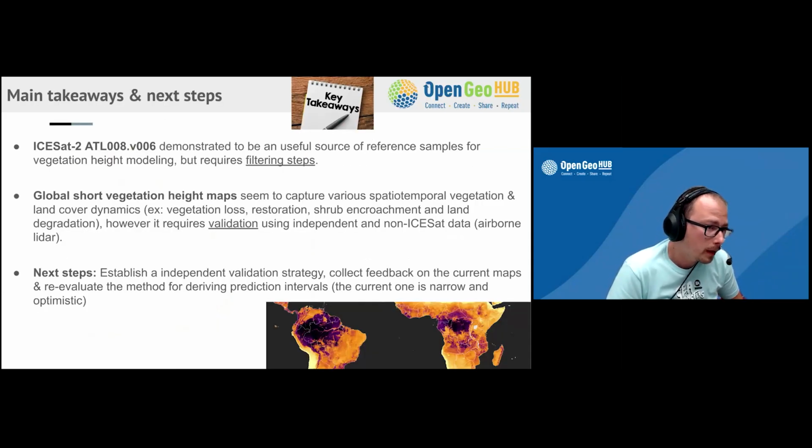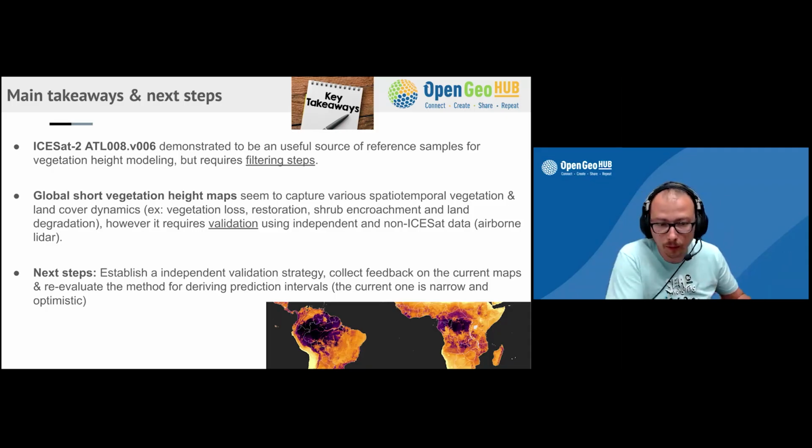So basically, the main takeaways are: we demonstrated that the ICESat data is a useful source of reference samples, but requires a lot of filtering steps. Also, we can see through the maps that we are able to capture various spatial-temporal vegetation and land cover dynamics, the vegetation loss, restoration, and things like that. But we are still working on an independent validation that does not rely on ICESat data. Currently we are establishing an independent validation strategy, collecting feedback for the current maps, and reevaluating the method to derive, for example, the prediction intervals that currently are too narrow and a bit over-optimistic.